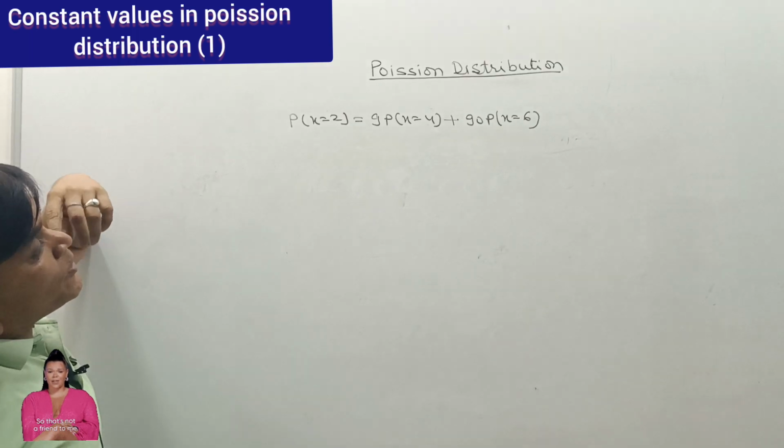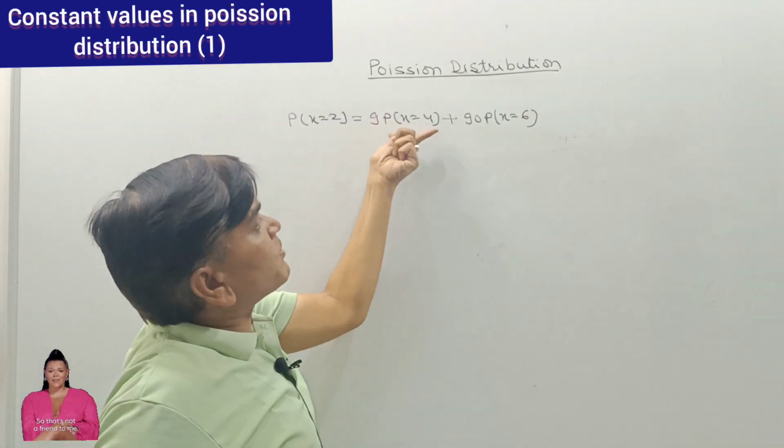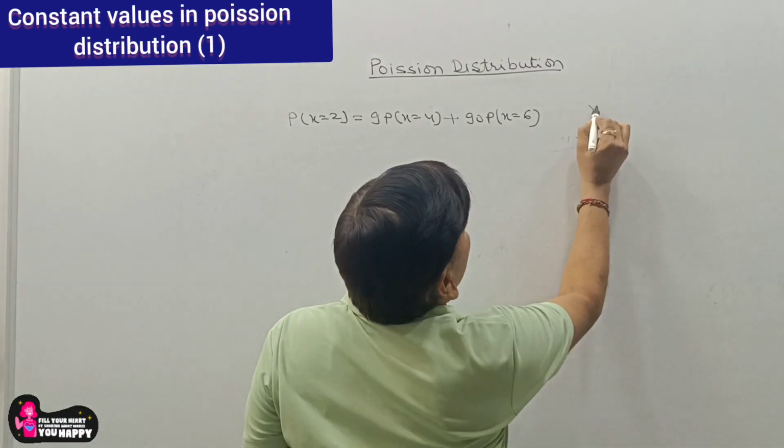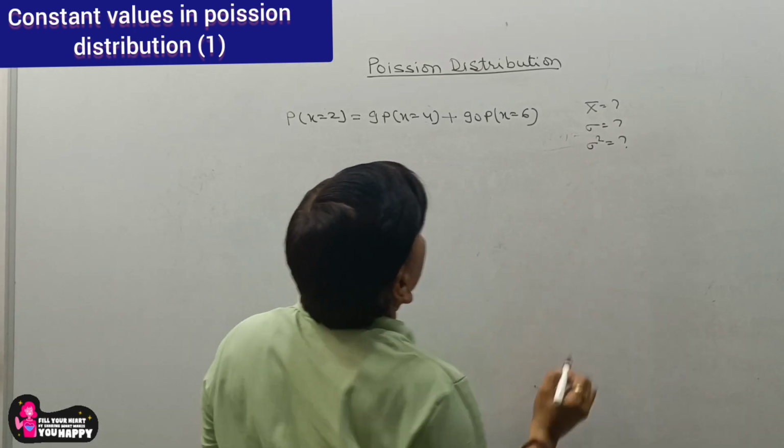X follows the Poisson distribution, and the equation is P(X=2) = 9P(X=4) + 90P(X=6). Then calculate the arithmetic mean, the standard deviation, and the variance (standard deviation squared) of this.